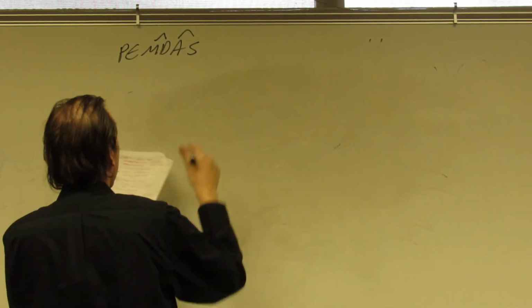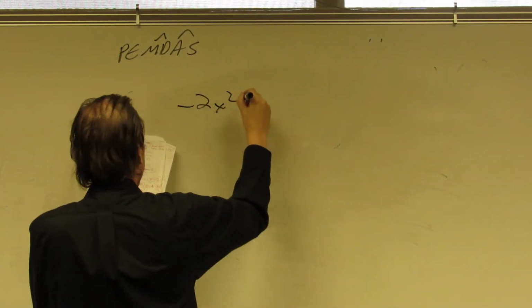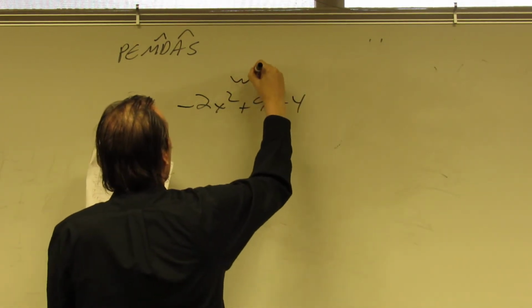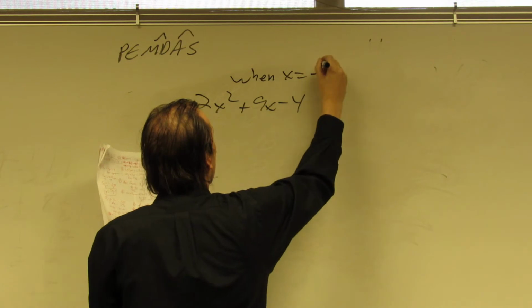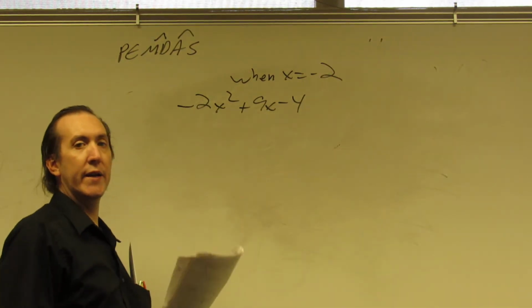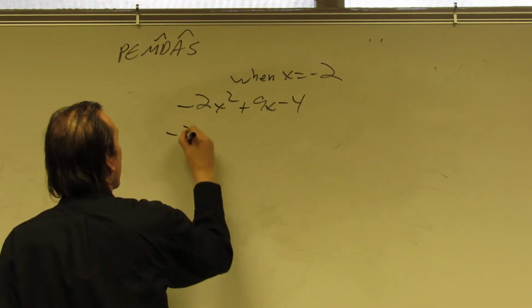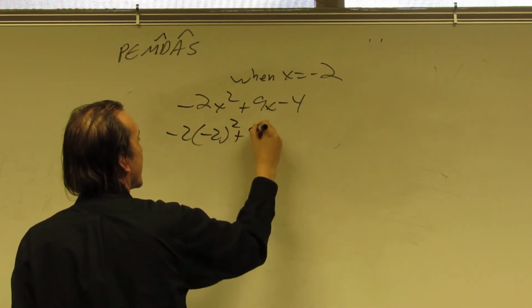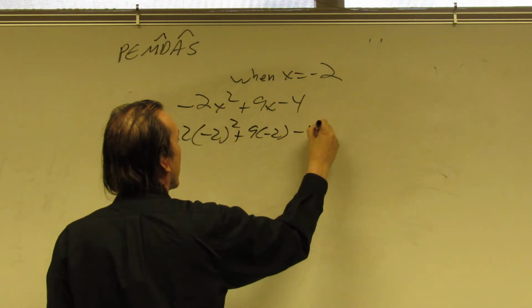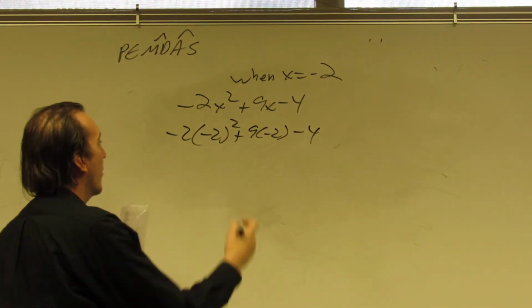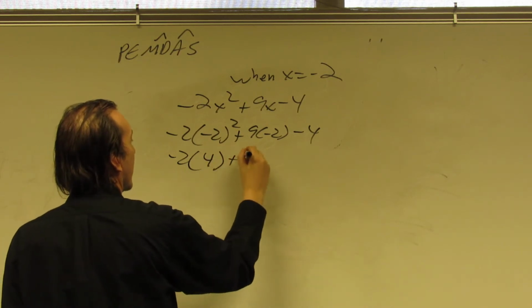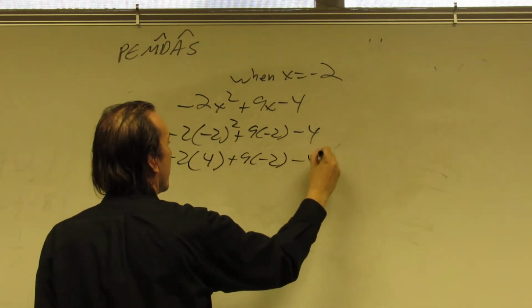Next we have negative 2x squared plus 9x minus 4 when x equals negative 2. So we're going to put a negative 2 in for every x. Negative 2 times negative 2 squared plus 9 times negative 2 minus 4. So we're going to do the exponent first. Negative 2 squared is 4, plus 9 times negative 2 minus 4.